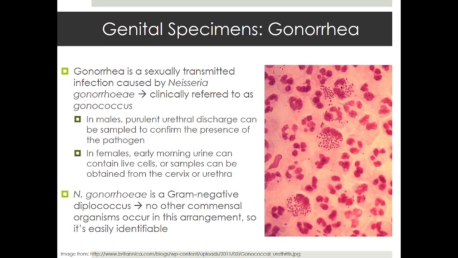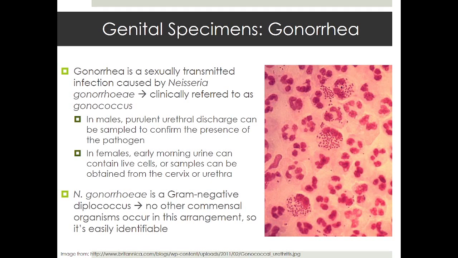We can also assess a lot of genital specimens that may arise from sexually transmitted infection. Gonorrhea is one such example that is caused by Neisseria gonorrhoeae. This disease will present differently in males and females. In males, we have purulent urethral discharge that can be sampled and cultured for identification. But in women, it's not so visible.